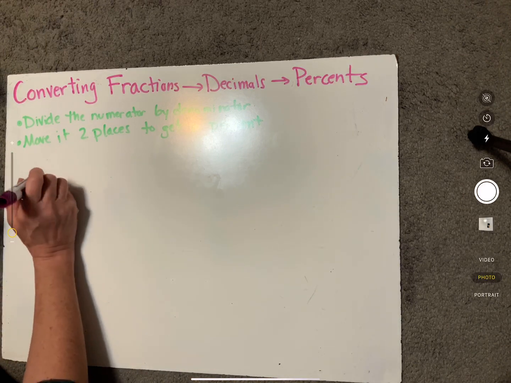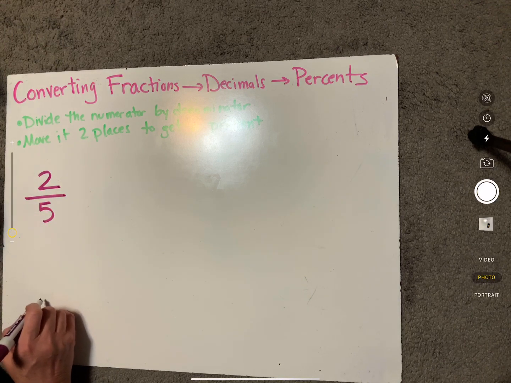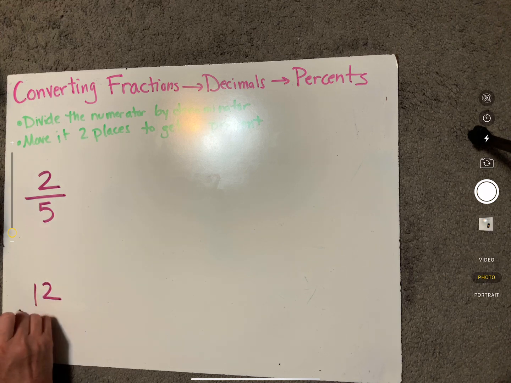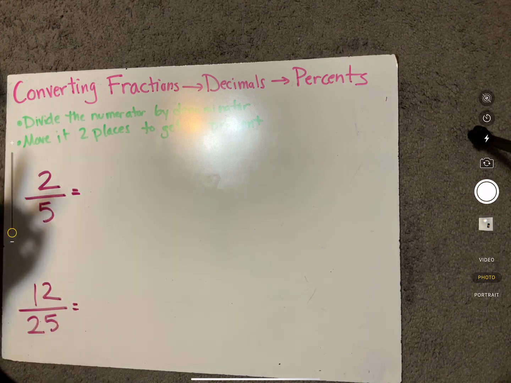So again, if we had a fraction that had a number that we could, hang on a second. There we go. Trying to think of problems and talking at the same time is hard.